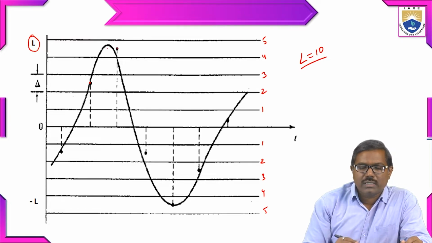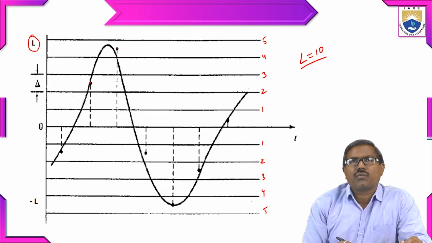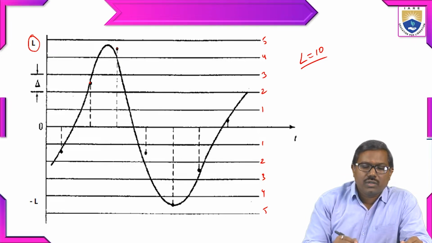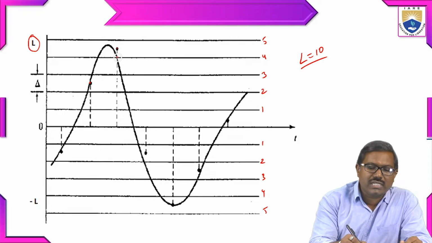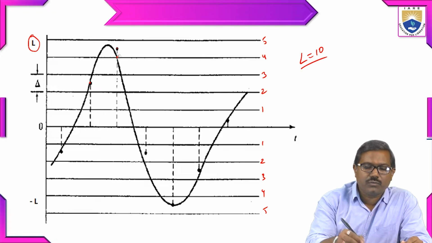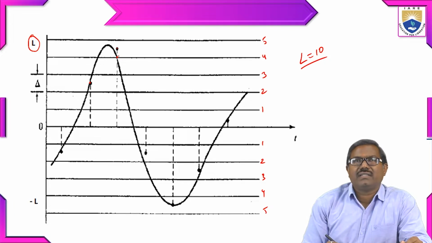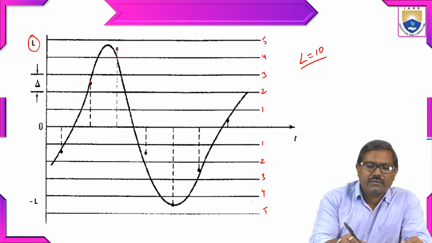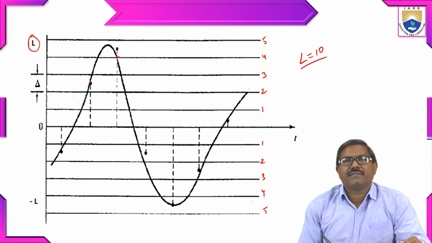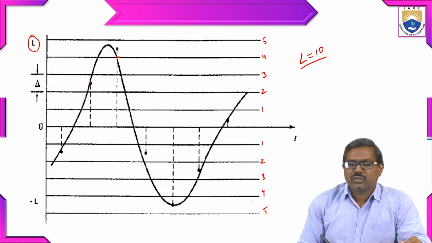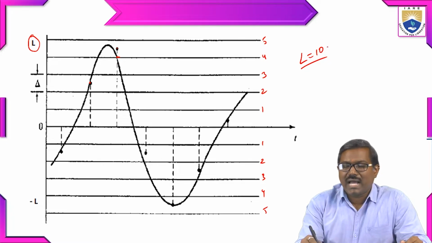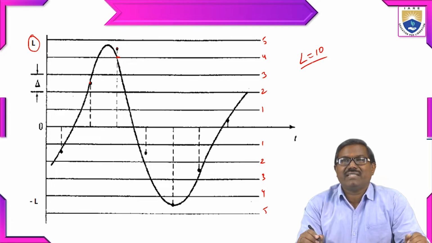And here you can see this one is nearer to 4. It may be a 4.3 amplitude. So here I'm going to round off to this level. So I am converting continuous amplitude into discrete amplitude at this level. So totally I required 10 levels.